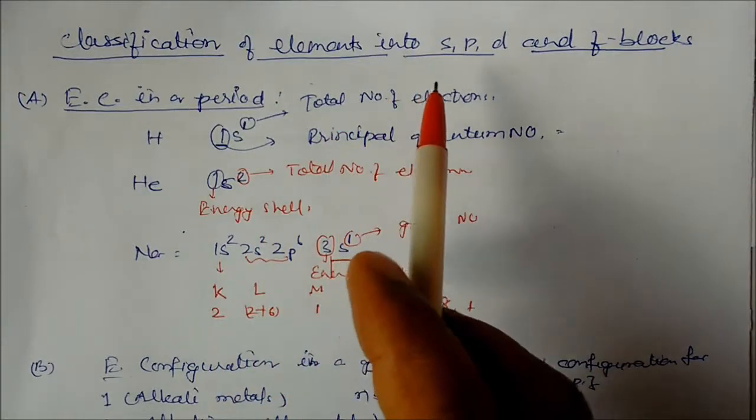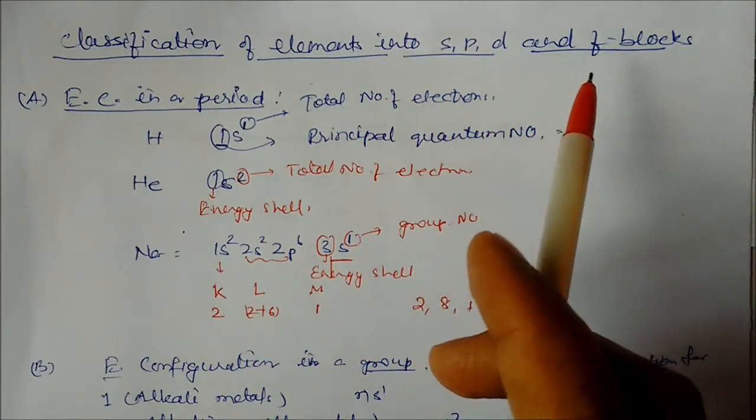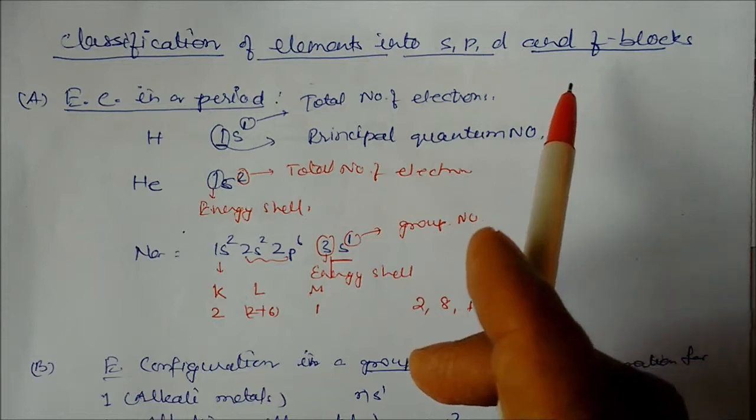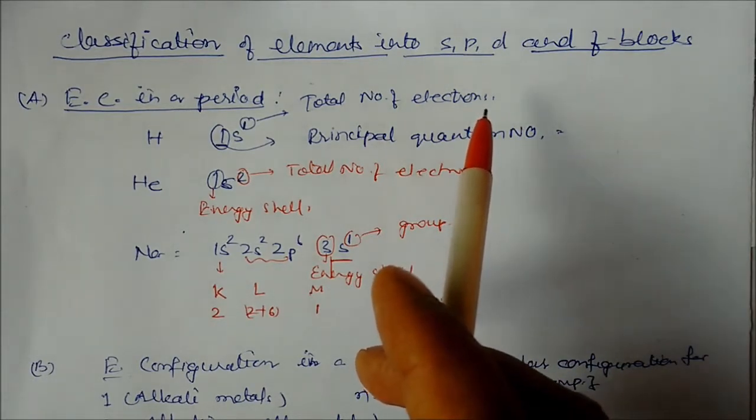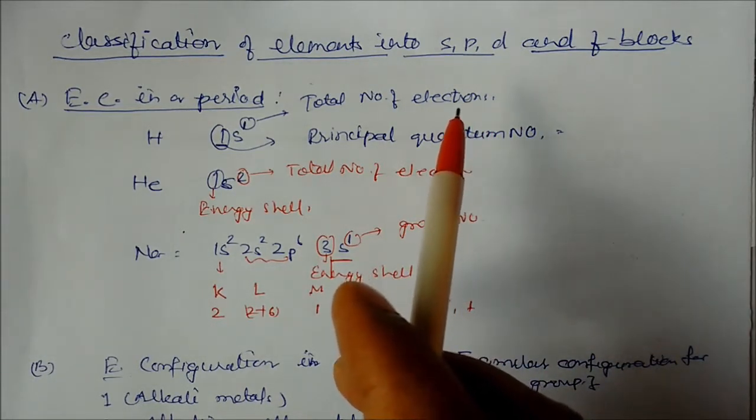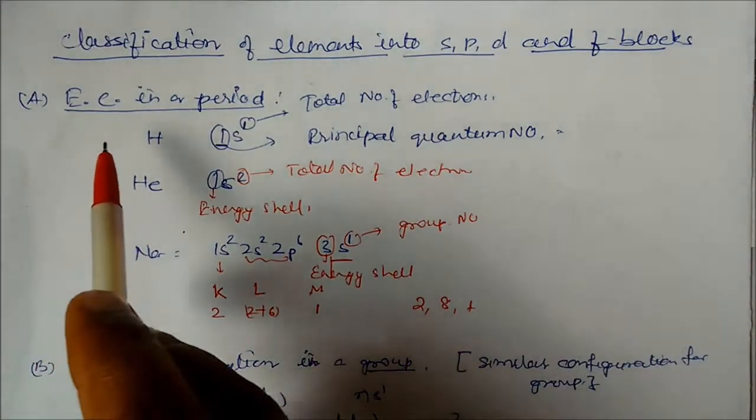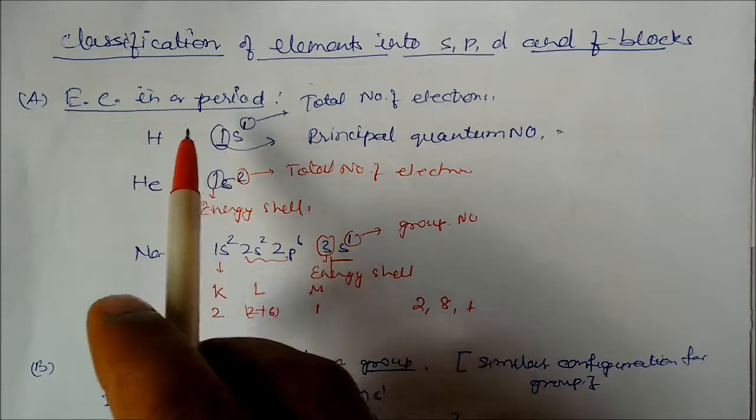Classification of elements into S, P, D and F blocks. So we will study here the characteristics, groups and periods, and how we determine the elements during groups and periods. First we'll see electronic configuration in a period. What does this mean here?